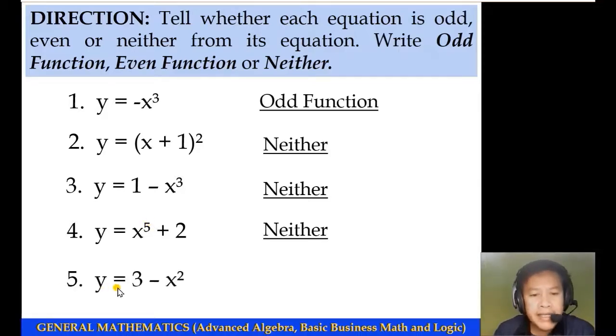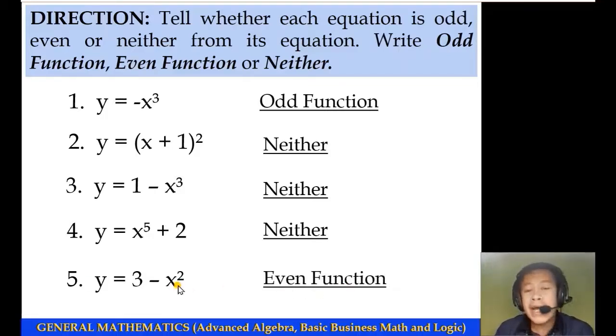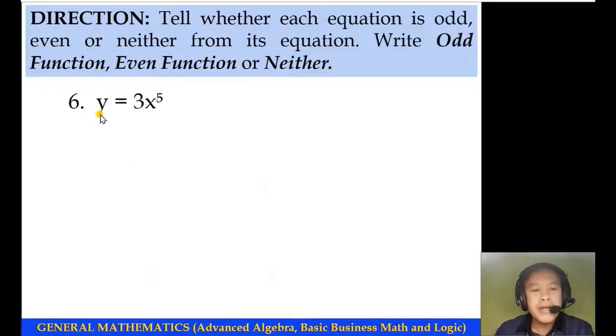Number 5, y is equal to 3 minus x squared. This is a parabola opening downward, and the vertex is along the y-axis. If our vertex is along the y-axis and our parabola is opening upward or opening downward, our parabola is an example of an even function, because that parabola is symmetric with the y-axis since the vertex is along the y-axis. So let us proceed with number 6.